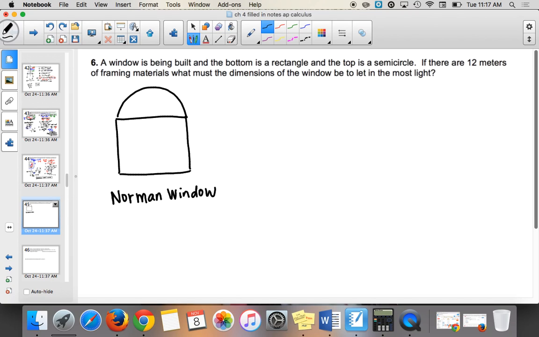All right, so it says if there are 12 meters of framing materials, what must the dimensions of the window be to let in the most light? So the way that this works is this part right here is not really actually there. It's just all cut like that. So we'll do a little dotted line. Okay, so it's all glass. And you're letting in the most light. What does that mean? Maximum what? Area, right? So we want the maximum area.